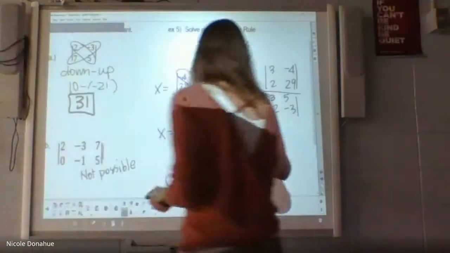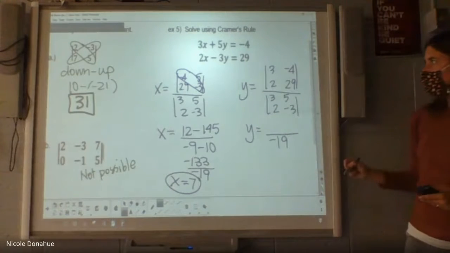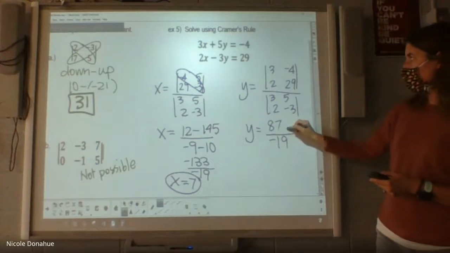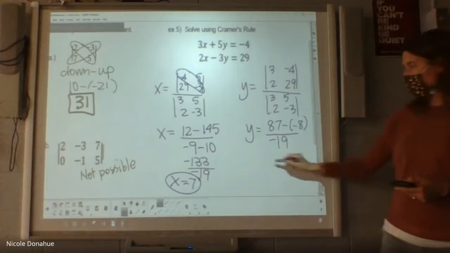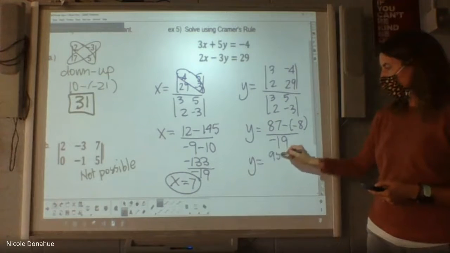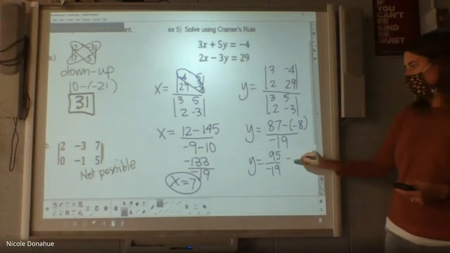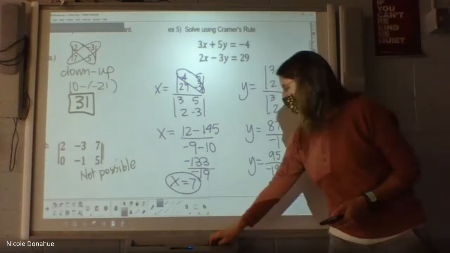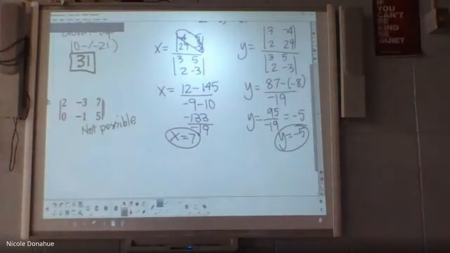And for this one over here, I know the bottom already is going to be a negative 19 because it was over there. The top, the 87 minus a negative 8. 87 plus 8, 95, over negative 19, which is a negative 5 for my y. So again, I just find Cramer's rule to be totally wacky that that even works. It's kind of crazy.